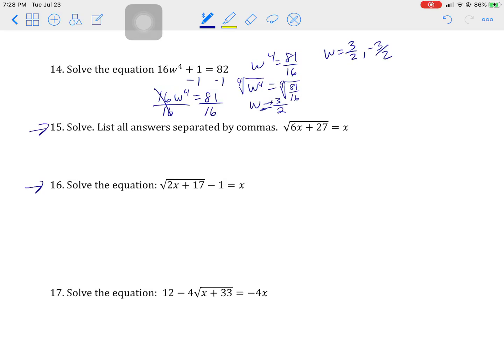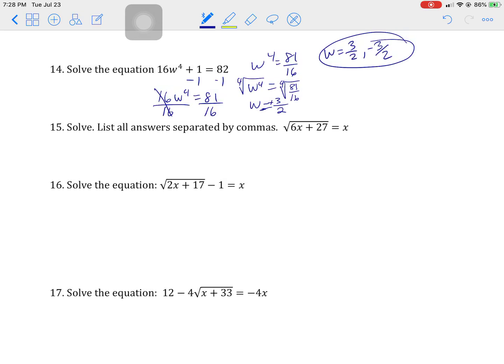The ones that have the radical signs in them need to have your answers checked to make sure they're correct. These are good. You can check with these, though, to make sure that you didn't do the math wrong in this problem, because it's an equation. They're easy to check. So let's do 15.